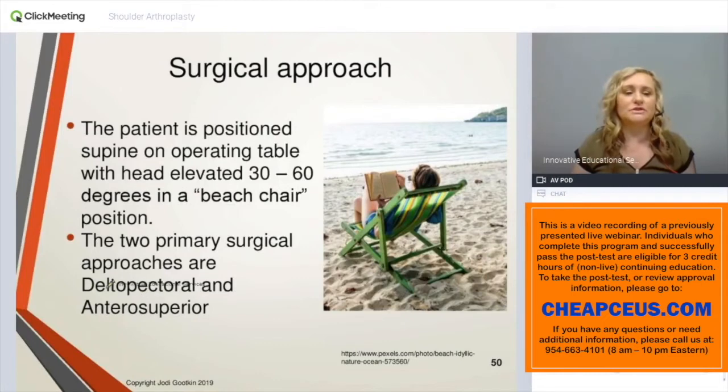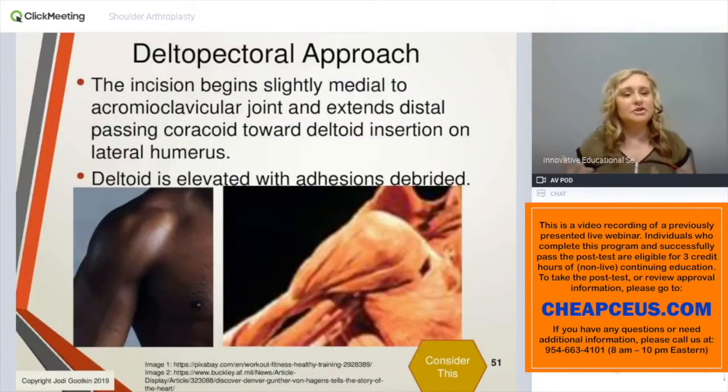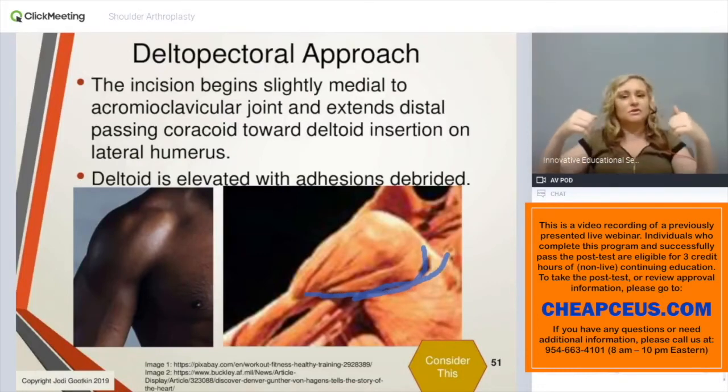The two different surgical approaches they'll use is either deltopectoral, which is more common, or the anterior superior approach. For the deltopectoral approach, when they go in, this is less traumatic to the muscles in the region. On the right-hand image here, we can see the pectoralis major muscle coming in and off the clavicle, and then the anterior deltoid coming in off the clavicle. We tend to have a natural intramuscular space there that can be divided to allow access.